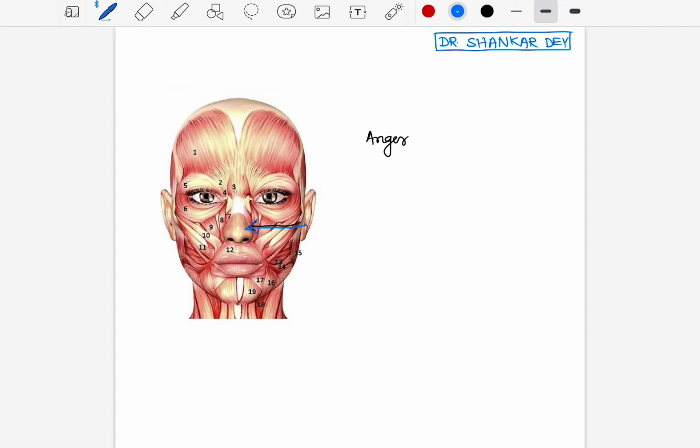Depression of the lower part of the nasal septum is done by dilator nares and depressor septi, which depress the mobile part of the nasal septum. Next is laughing.